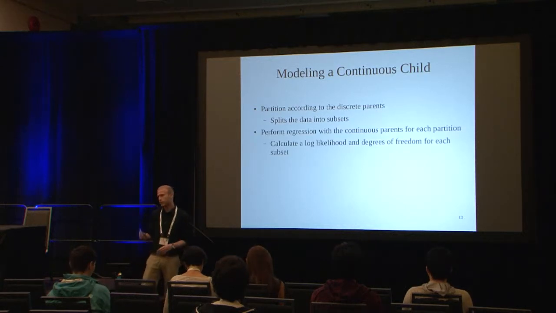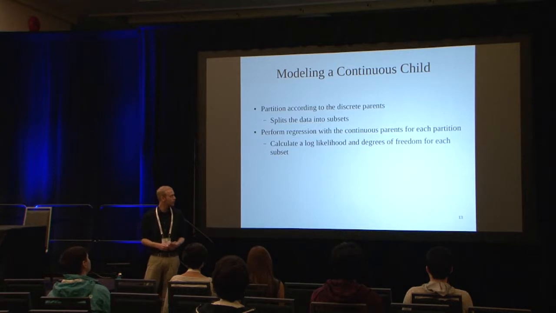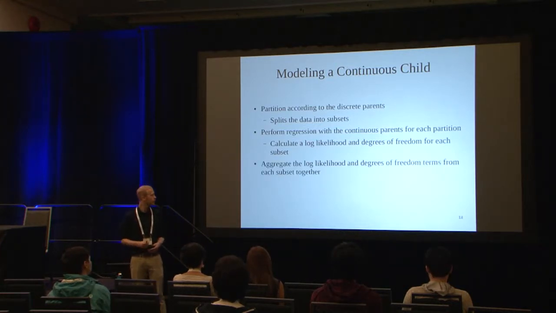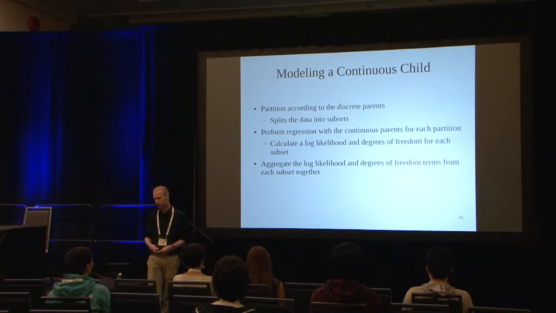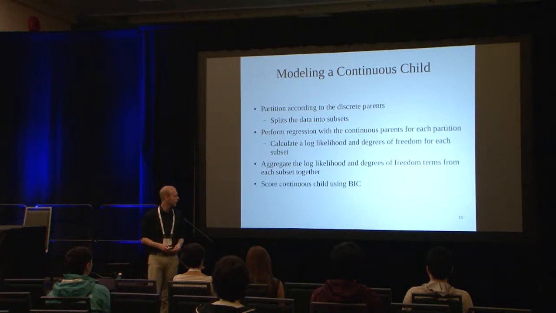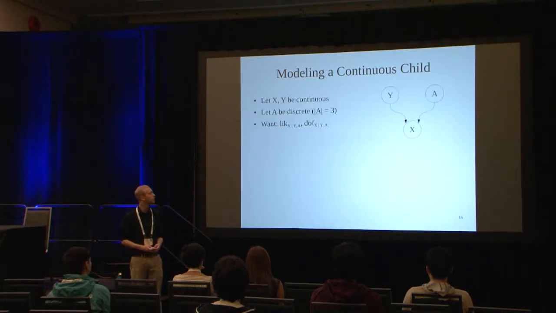After we do this, for each subset in each partition, we're going to perform a regression, calculate a log likelihood and degrees of freedom term in each one of these partitions, and then sum them together for a log likelihood and degrees of freedom term for our full model, the child parent model. After we have those terms, we can score using the Bayesian information criterion.